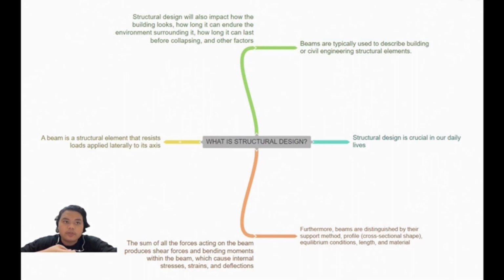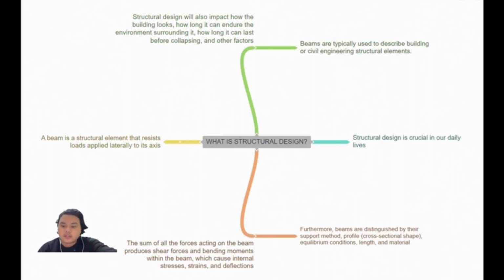A beam is a structural element that resists load applied laterally to its axis. Beams are typically used to describe building or civil engineering structural elements. The sum of all the forces acting on the beam produces shear force and bending moment within the beam, which cause internal stress, strain, and deflection. Furthermore, beams are distinguished by their support method, profile, cross-sectional shape, equilibrium condition, length, and material.